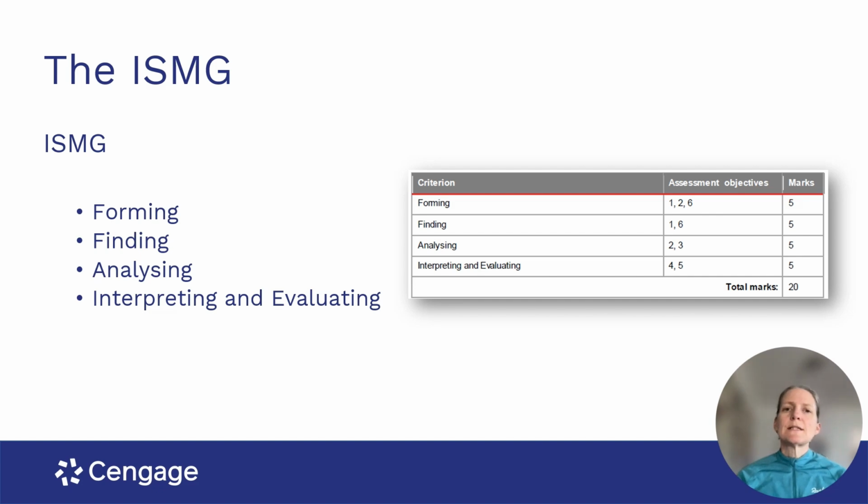So the new criteria names are Forming, which includes a rationale, research question, and a methodology. Finding, which is the actual data collection. Analysing, interpreting, and evaluating, which are pretty similar to what we used previously.